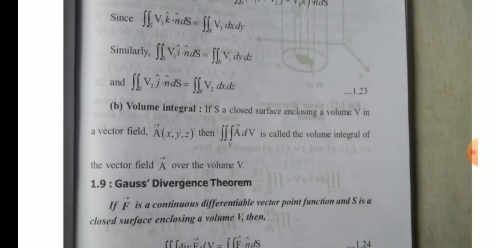Volume integral. If S is a closed surface enclosing a volume V in a vector field, then A bar is equal to A bar of x, y, z. Then the integral over V of A bar dV is called the volume integral of the vector field A bar over the volume V.